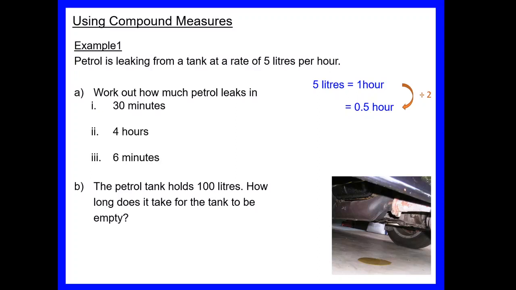Whatever we do to one side, we need to do to the other side. So we're going to divide the other side by 2. 5 divided by 2 is 2.5 litres. It says, how much petrol leaks in 30 minutes? Well, our answer is 2.5 litres.